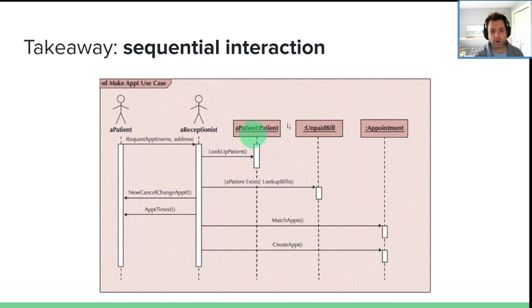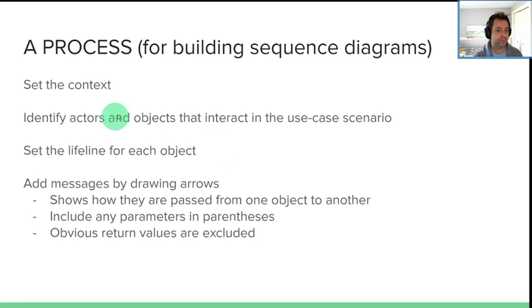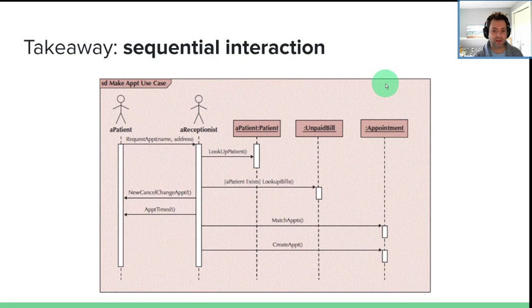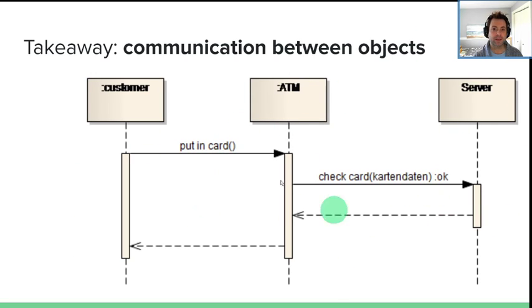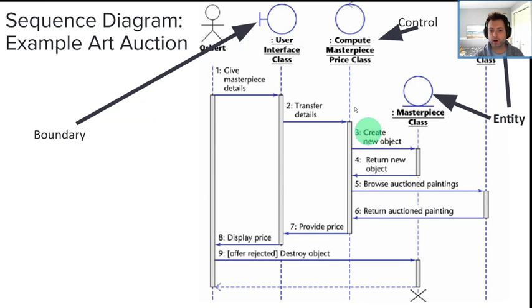So I'm going to assume that you can figure this out, and one of your assignments will be to generate a diagram like this. But the important thing to talk about before we run out of time is the process for building them. Okay, so first things first, let's set the context. Well, what's the context? The context is basically the entire purpose of this interaction. So first thing you have to figure out is exactly what you want to demonstrate. Here we're making an appointment. Here we are interacting with the ATM and getting money. Here we are getting or making bids on art auctions.